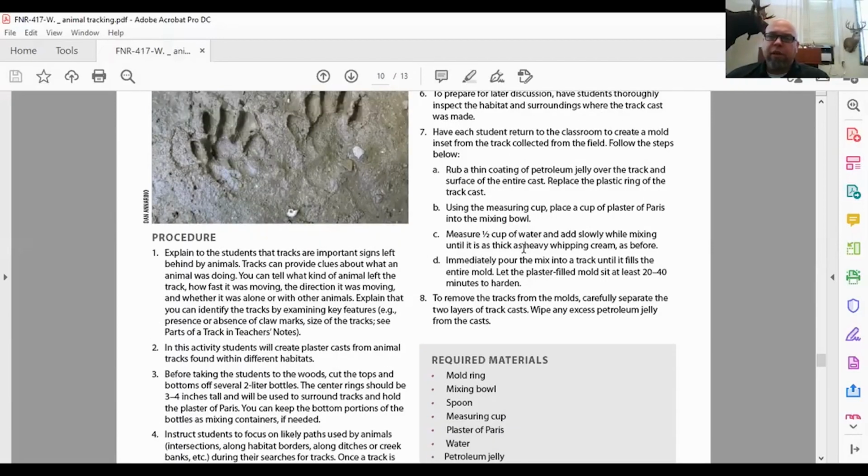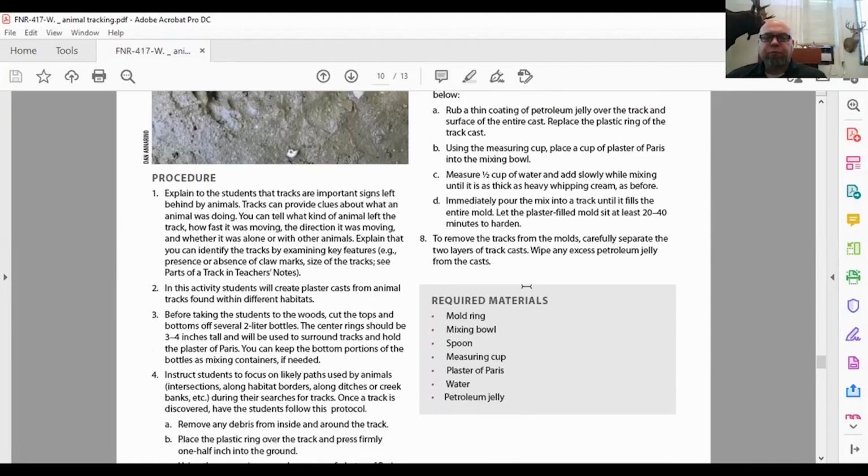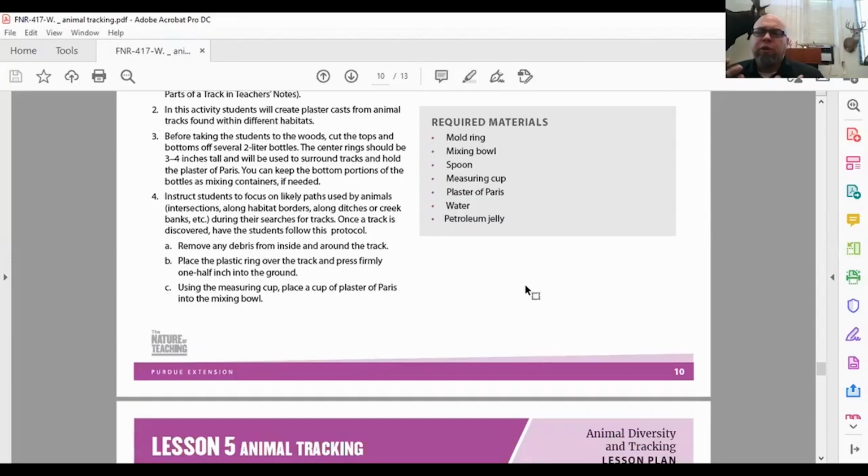Now, one thing that we didn't put in the video that I thought I would just share with you: there is an opportunity to have students create an inset from the track molds that they found outdoors. And you can read through how to do that here in item 7. I'm not going to spend a lot of time on that today because it's really not necessary if you already have the track molds from lesson 3. So again, when you incorporate these various lessons into the classroom, your students are going to be really excited about ways to identify wildlife just based on the animal tracks that they've left behind.